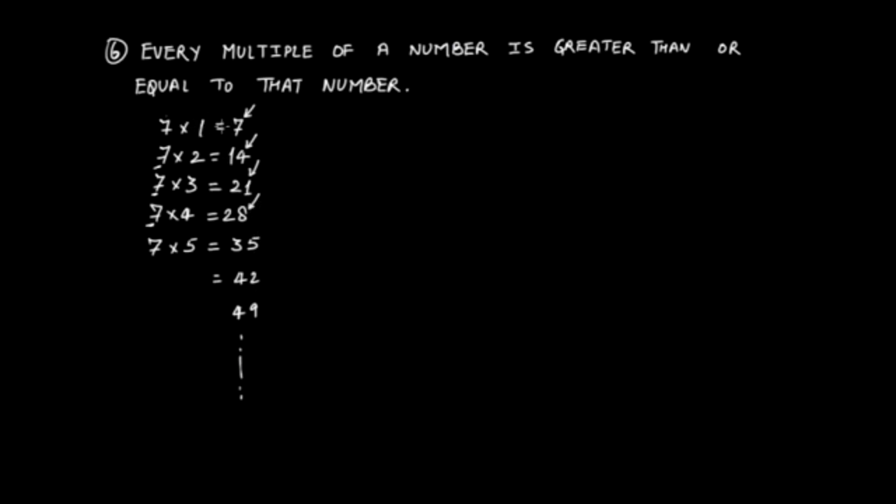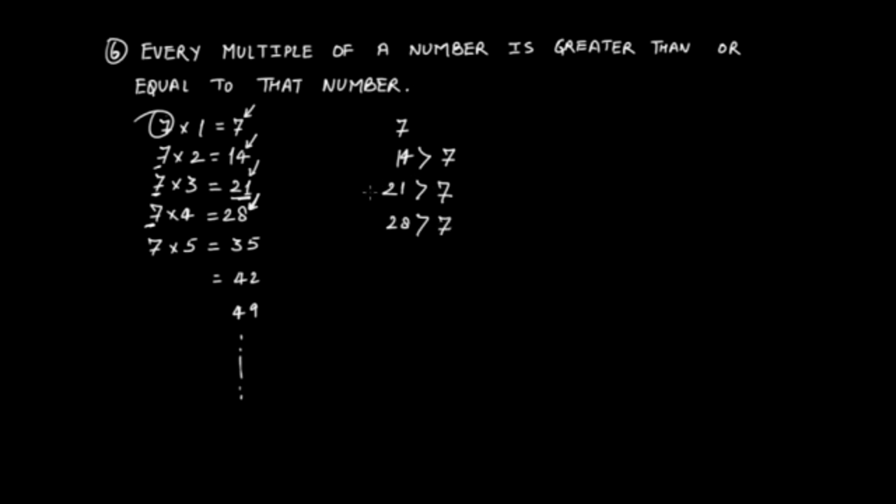Now you would see that every multiple of a number is greater than or equal to that number. So 7 is equal to 7, but 14 is greater than 7, right? 21, which is a multiple of 7, is greater than 7. 28, that is a multiple of 7, is greater than 7.